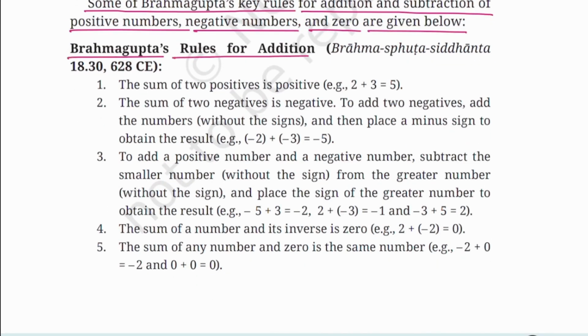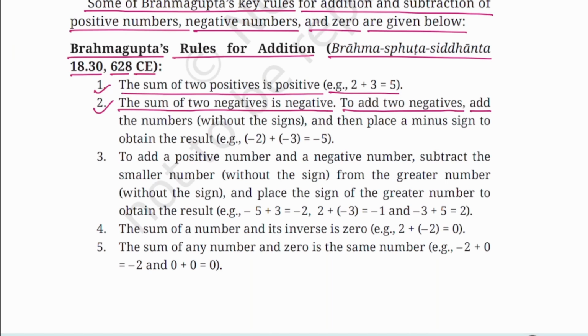Brahmagupta's rules for addition. Brahmasphutasiddhanta 18.30, 628 CE. 1. The sum of two positives is positive. Example: 2 plus 3 is equal to 5. 2. The sum of two negatives is negative. To add two negatives, add the numbers without the signs and then place a minus sign to obtain the result. Example: minus 2 plus minus 3 is equal to minus 5.